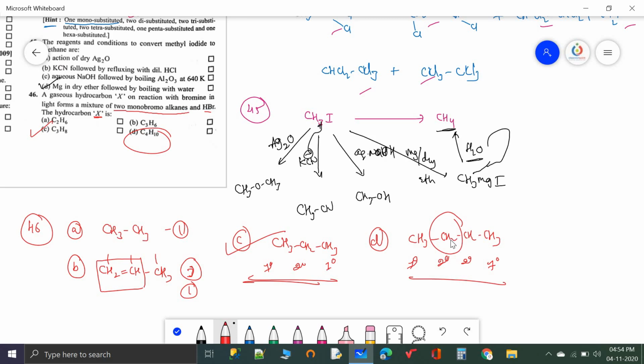But the moment you replace one of these hydrogens, you will get enantiomers. So totally 3 products will be obtained: 1 from the primary carbon and 2 from the secondary carbon, enantiomers. So that is the reason here you will get 3 products. So option C is correct for the 46th question.